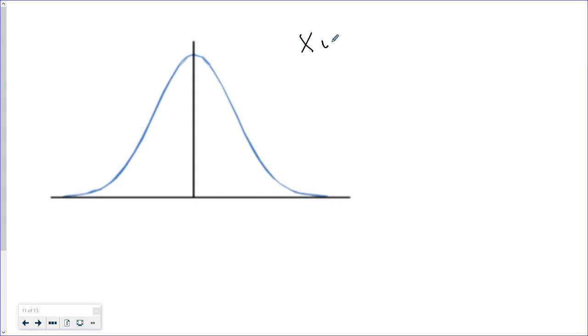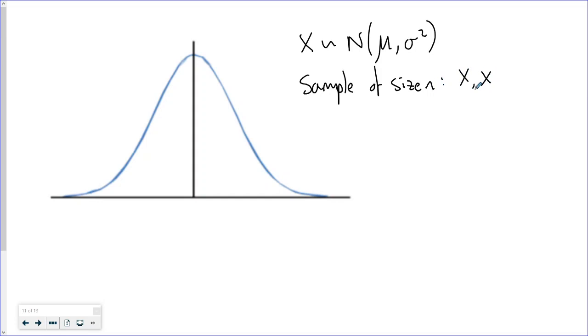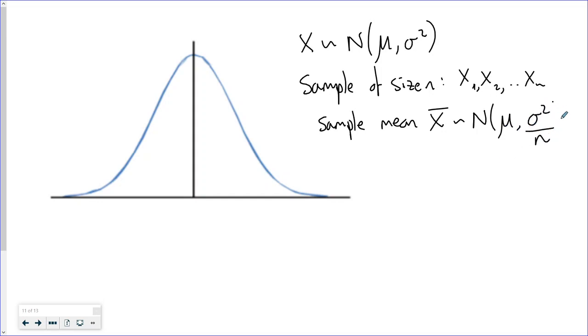So if we have x, which follows a normal distribution with mean mu and variance sigma squared, and I have a sample of size n, so that means I go out and I collect n data points from this distribution, and if I work out the sample mean of these n data points, x bar, that's going to be a random variable, but I know that it's going to be normally distributed, and the mean of the normal distribution is going to be mu, and the variance is going to be sigma squared divided by n, where n is the size of the sample.